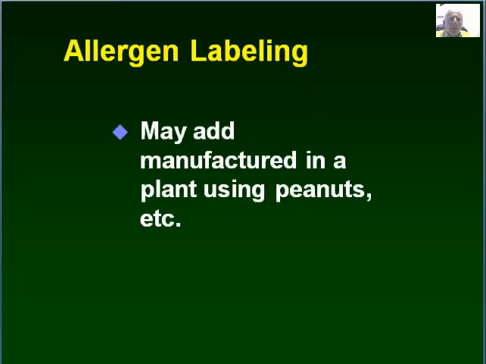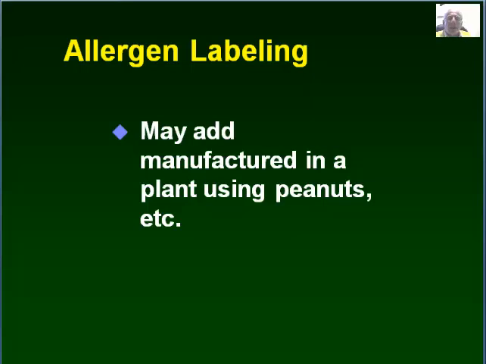An additional statement that may be put on is may add manufactured in a plant using peanuts, may say walnuts, etc., so that if the company happens to be manufacturing a product that doesn't have peanuts, but they're also handling peanuts in that plant, and it's possible that some small amounts of peanut material may be included in that product, they may put this on the label as well to let people who have peanut allergies, which can be very, very severe, as we know, maybe not purchase that product, not take a chance that some extraneous peanut material got included into that particular product.